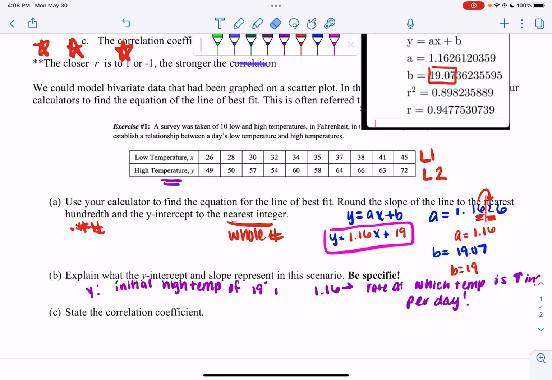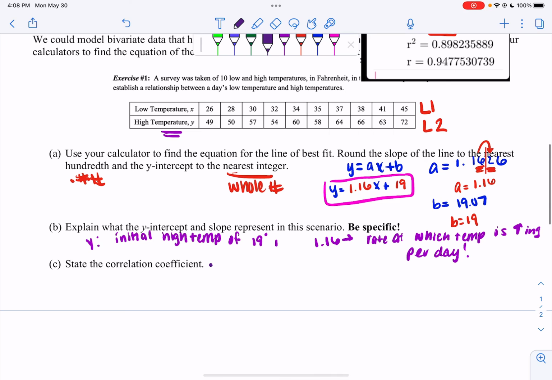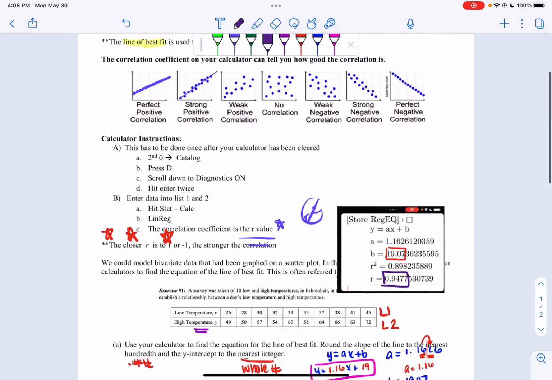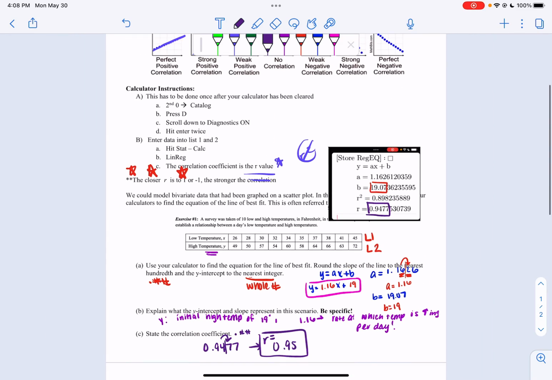So when I look at my correlation coefficient, I'm going to round this one to the nearest hundredth. If we look, it's 0.9477. So if I round this to the nearest hundredth, look next door, that 4 is going to turn into a 5, so 0.95. So my R value is 0.95. Now, that number is very close to 1, so that means there's going to be a pretty strong positive correlation for this data set, which would make sense because if you look, your data is increasing as time goes on.